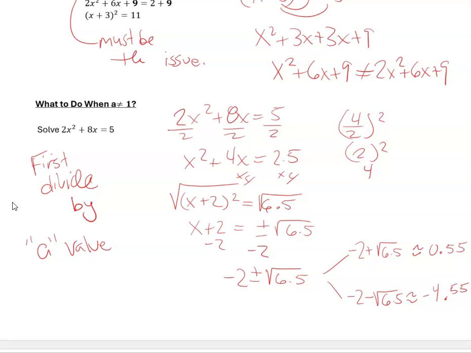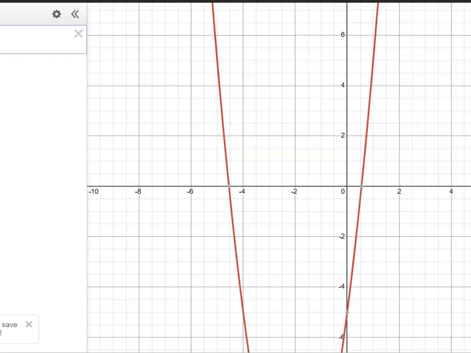You would just put in the original equation, the 2x squared plus 8x, and then I'd probably get one side equal to 0 by subtracting 5. So you'd have 2x squared plus 8x minus 5 equals 0. And then I would put my cursor over the x-intercepts and make sure that they are 0.55 and approximately -4.55. And here is that graph in Desmos.